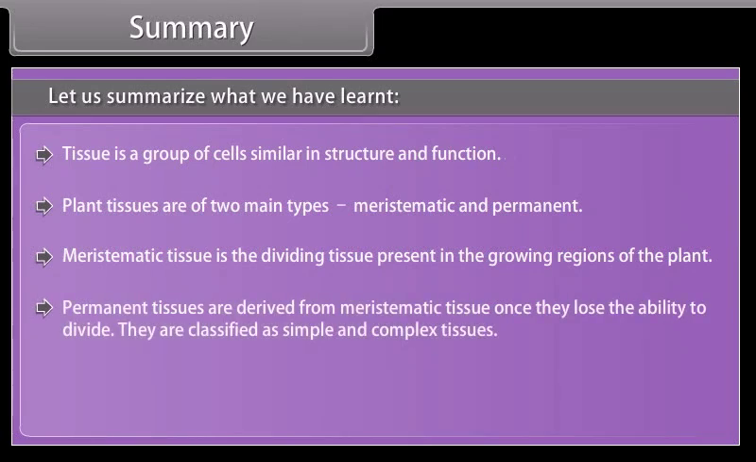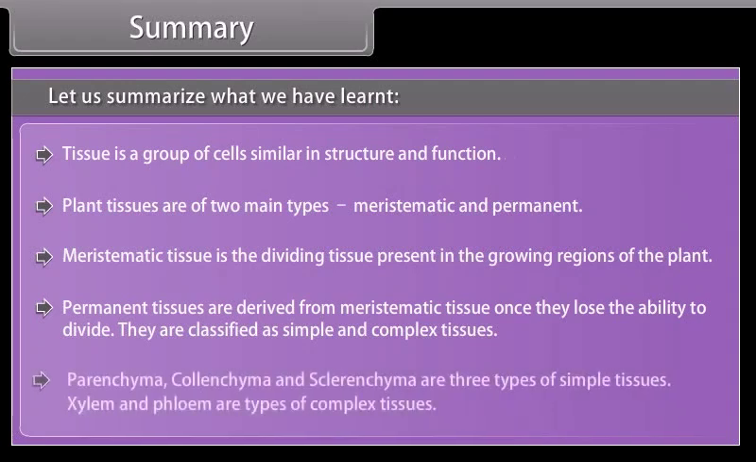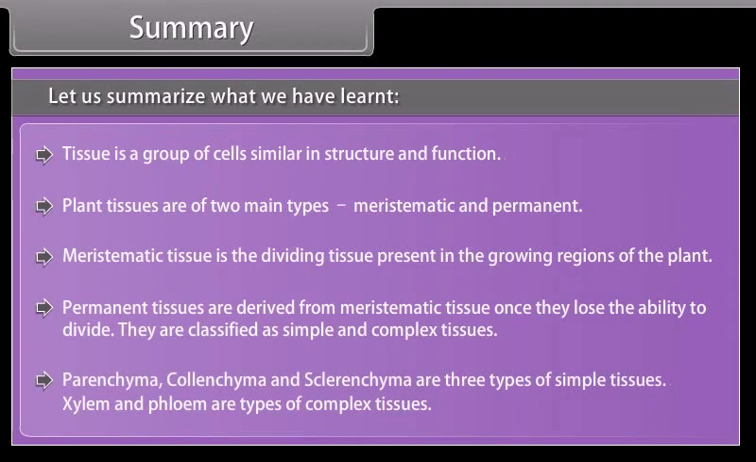Permanent tissues are derived from meristematic tissue once they lose the ability to divide. They are classified as simple and complex tissues. Parenchyma, collenchyma, and sclerenchyma are three types of simple tissues. Xylem and phloem are types of complex tissues.